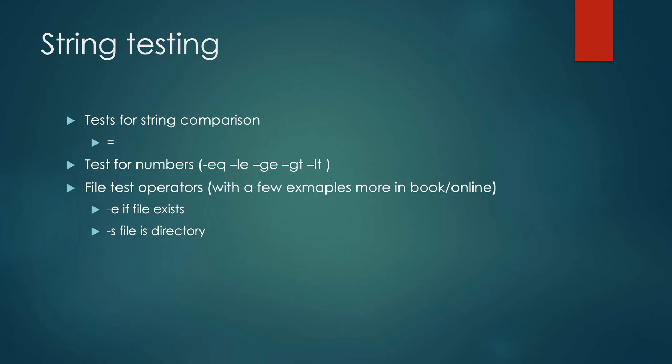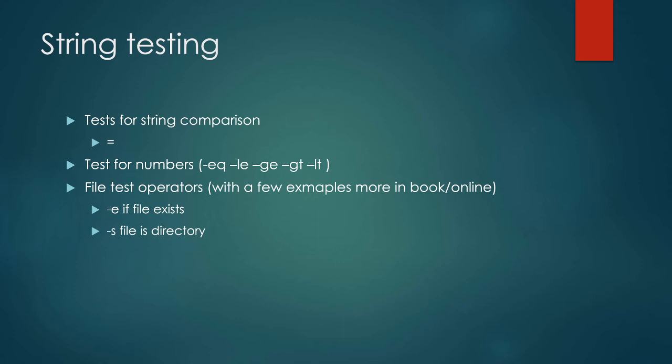I can actually do other types of comparisons with if statements. I can do things like have numbers compared to a value. So I could have something like my variable compared to the value 5. Now in this case, I'm not going to use an equals sign. Equals is only for string comparisons. In the case of numbers, if I wanted to say, does my variable equal 5, I would actually say dash EQ.